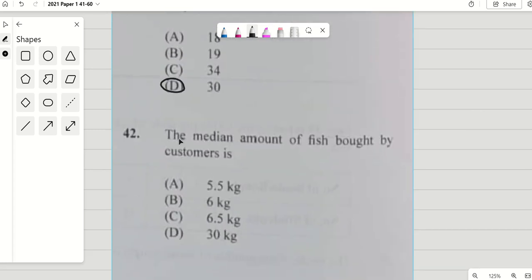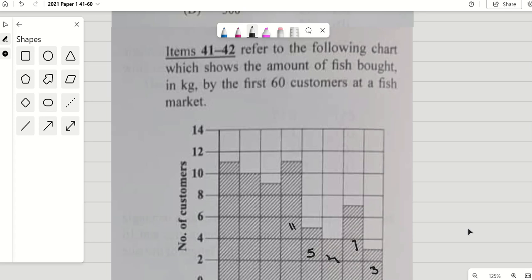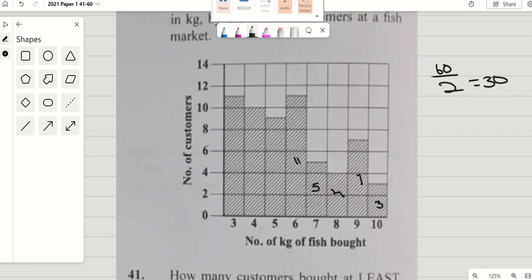Then they ask you 42, the median amount of fish bought by a customer is. Median is your total divided by 2. So your total number of customers is 60 divided by 2, which is 30. So you want your 30th customer. So what you're going to do is find out how many customers. This is 11, this is 10, this is 9. So 11 and 9 is 20. 20 and 10 is 30.